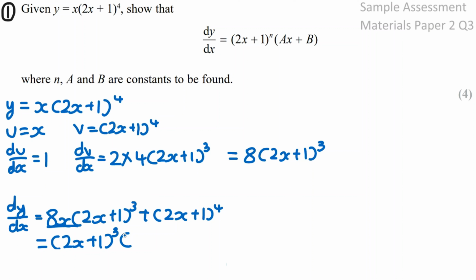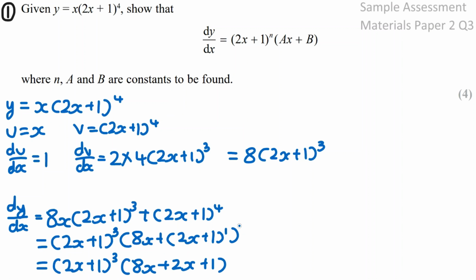So if we factorise (2x + 1)^3 from this here, this whole one is just going to go away to just leave us with 8x, and if we factorise out (2x + 1)^3 from this here, this 4 is going to convert to a 1. So it's now going to be (2x + 1)^1 like this here, and then (2x + 1)^1 is just 2x + 1 like this.